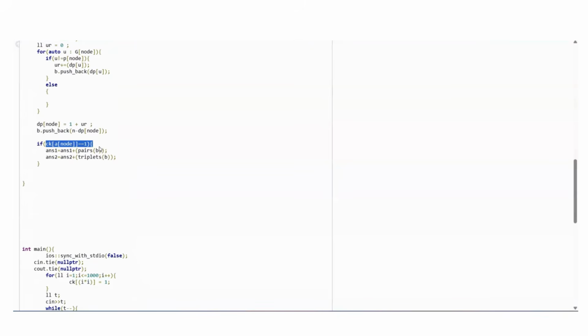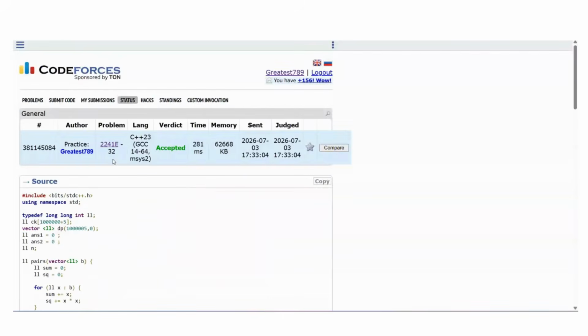If the current node is a perfect square, answer 1 equals answer 1 plus sum of product of all pairs in array B, plus for the current node V, when I iterate a second time I will assume it as x, and count those type 2 paths too. Answer 2 equals answer 2 plus sum of product of all triplets in B, and guys the problem is done.